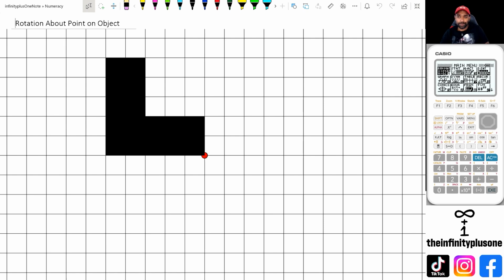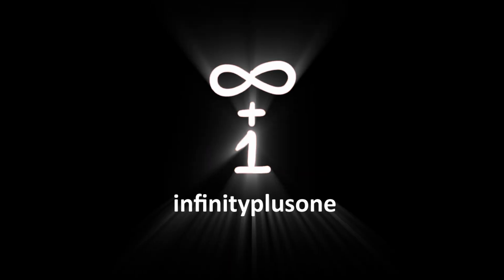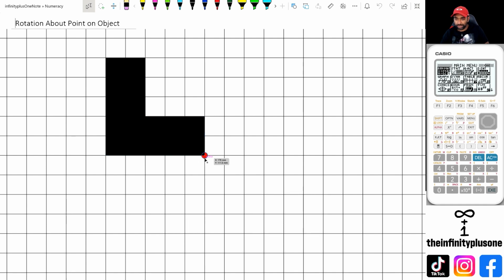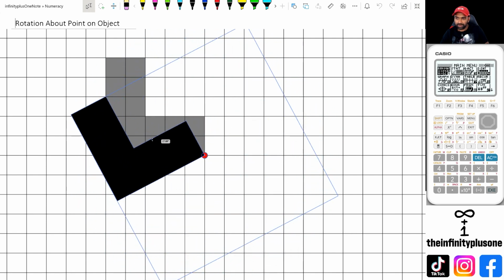In this video, we're going to be looking at rotation of an object around a particular point. Now, this particular shape here, I am going to rotate around this red point here. To give you a rough idea, what it's talking about is rotating this shape on that red circle point, which means it's going to look something like this. So this is what rotation around a particular point looks like.